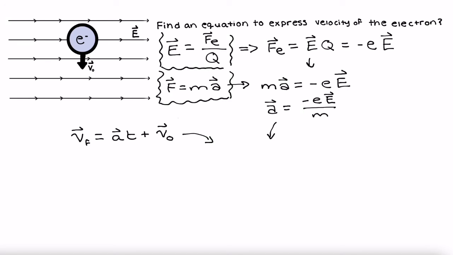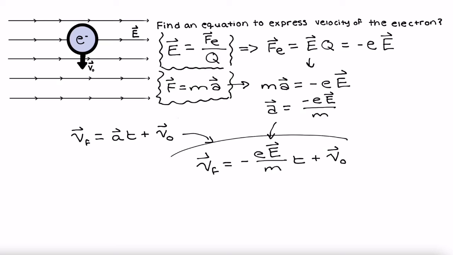So we know the acceleration, and we're trying to express the velocity, the final velocity. So we'll just substitute acceleration for what we know. The velocity is equal to the charge times the electric field divided by mass times time plus the initial velocity. Okay, and that is our equation.